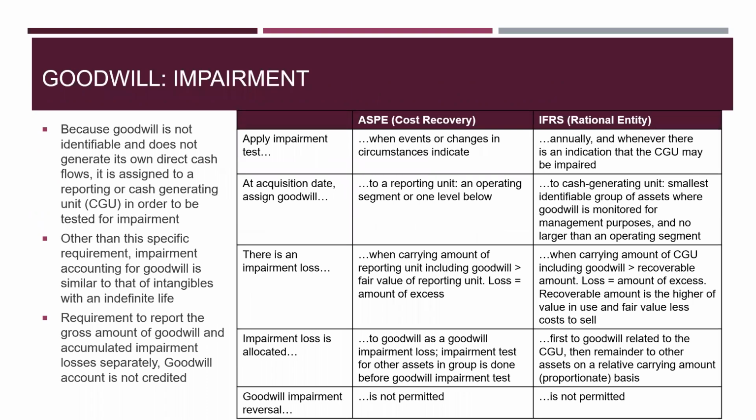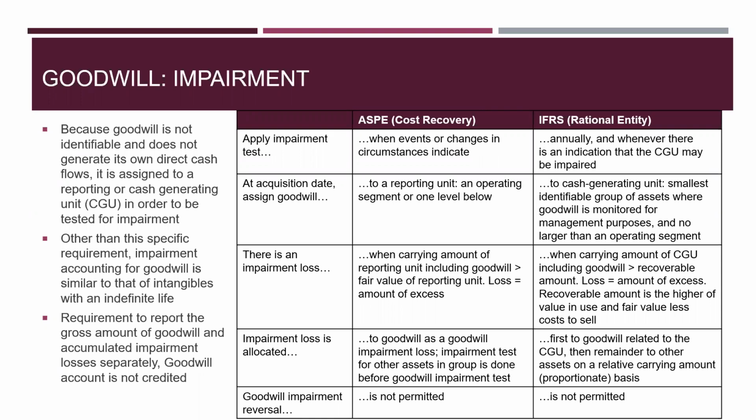Impairment on goodwill. Now, because goodwill is not identifiable and it does not have the ability to generate its individual cash flow, that is why goodwill is assigned to a cash generating unit. So other than the specific requirement, your impairment accounting for goodwill is very similar to intangible assets with indefinite life.